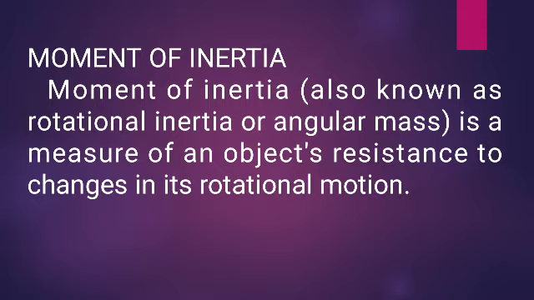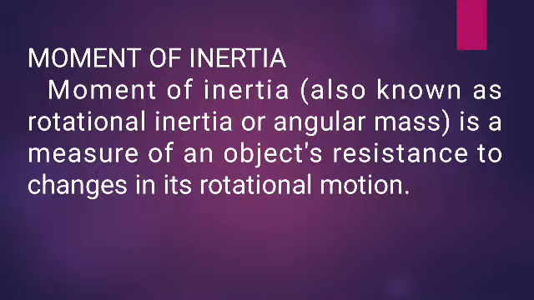What is meant by moment of inertia? Moment of inertia is a measure of an object's resistance to changes in its rotational motion. It is denoted by capital I and its unit is millimeter power 4 or meter power 4 or centimeter power 4. Any other units, unit power 4. It is also known as rotational inertia or angular mass.